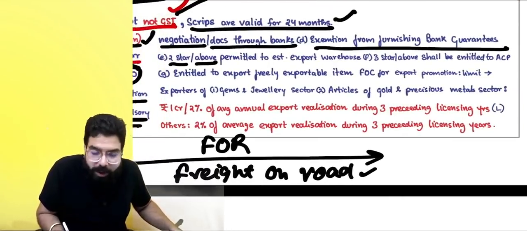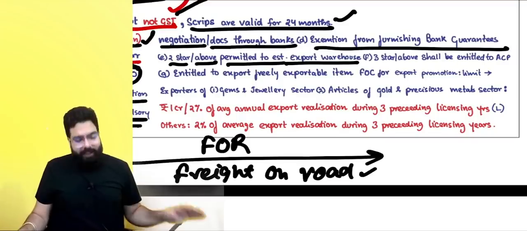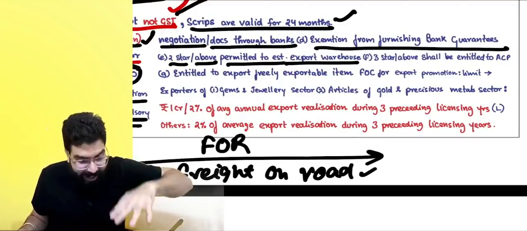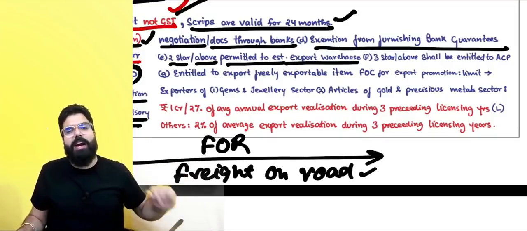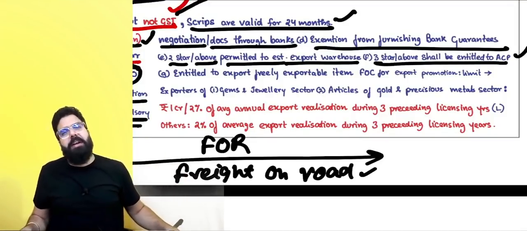2 star or above are permitted to establish their own warehouses. They can establish their own warehouses, meaning a private warehouse license is given to whom? 2 star and above. 3 star and above shall be entitled to the accredited client program.